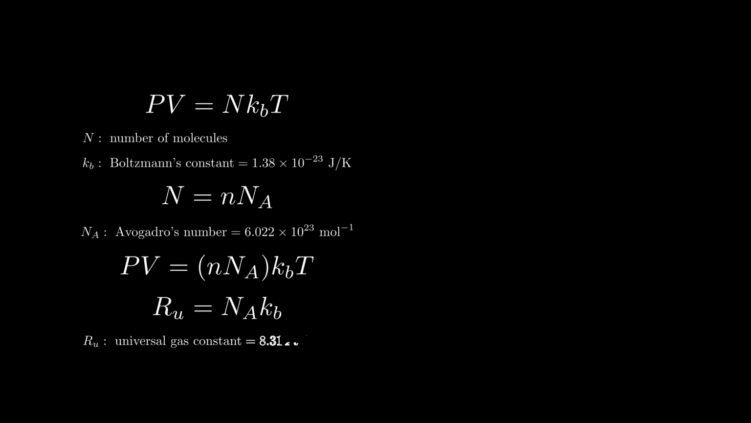Now, if we substitute n times N_A into the earlier equation, we get pressure times volume equals n times N_A times k_B times temperature. Since the product of Avogadro's number and Boltzmann's constant appears so frequently, we define it as a new constant, R_U, the universal gas constant. So we arrive at the familiar form of the ideal gas law. Pressure times volume equals n times R_U times temperature.